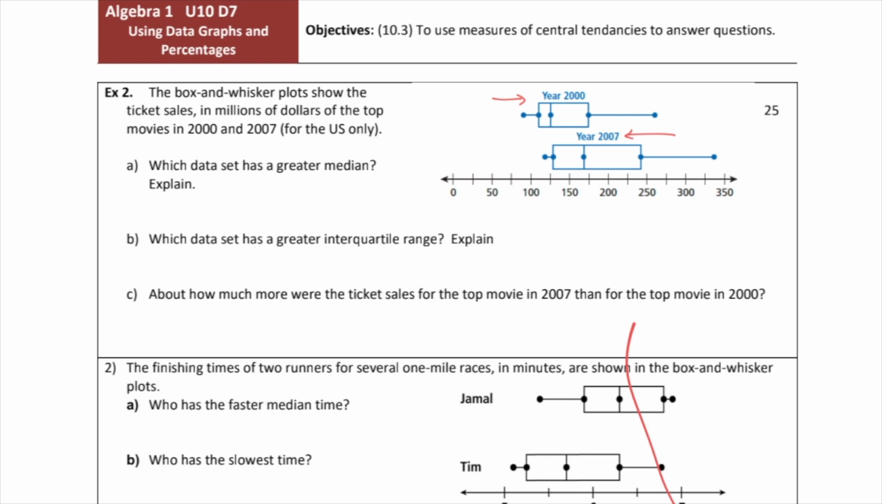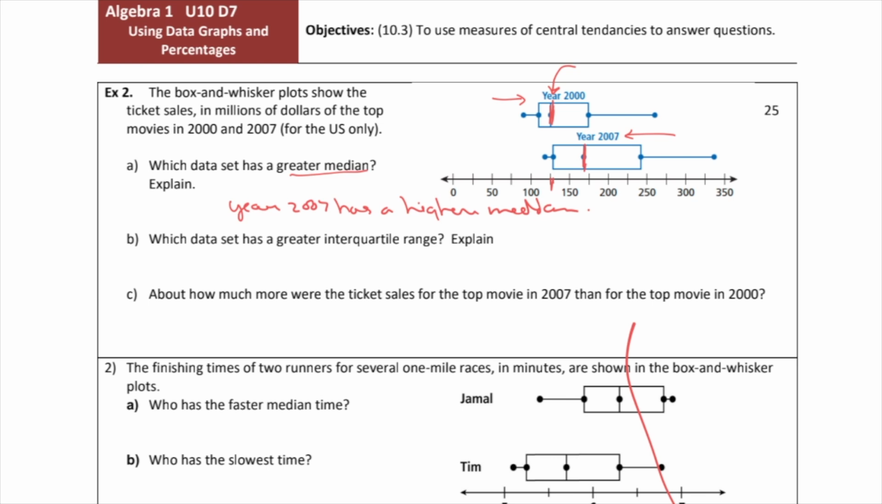Which data set has the greater median? So I want you to recall, with the box and whisker plot, the median is the line in the middle. And the line in the middle for the year 2000 looks like it's at $125 million. The line in the middle for the year 2007 is at 150, well, maybe 175. So it's a little bit higher. And you can see that year 2007 has a higher median.